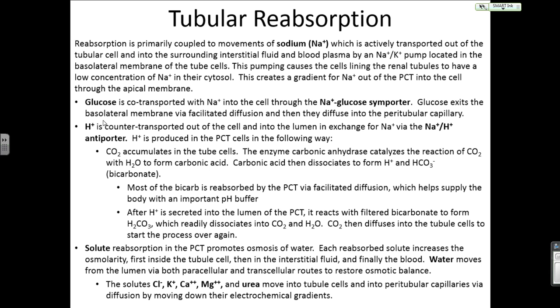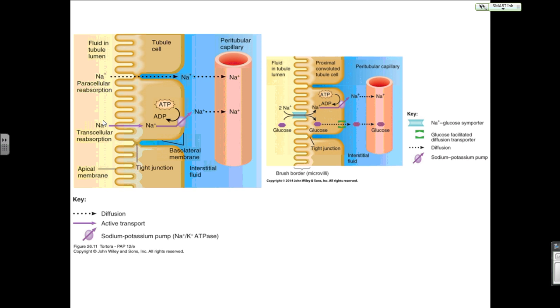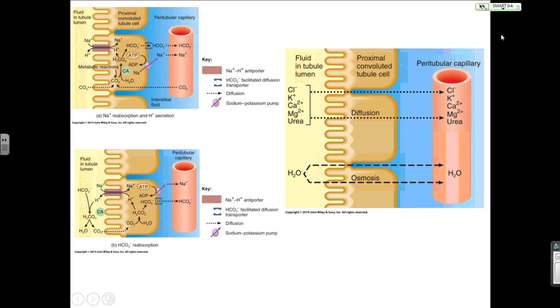So we did discuss this stuff here, right? Just refreshing on that. As sodium is pulled from the lumen of the tubule to the blood, glucose can hitch a piggyback ride and be brought into the tube cells. So that's an example of cotransport. Hydrogen ion does the opposite. It's going to run through an antiporter, and so it's going to go into the lumen.